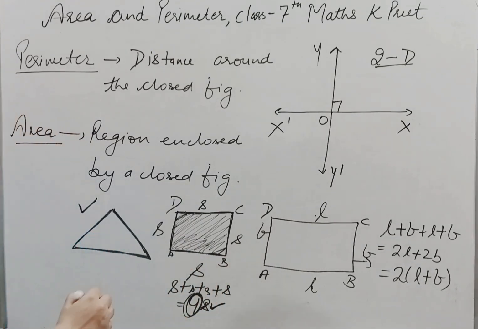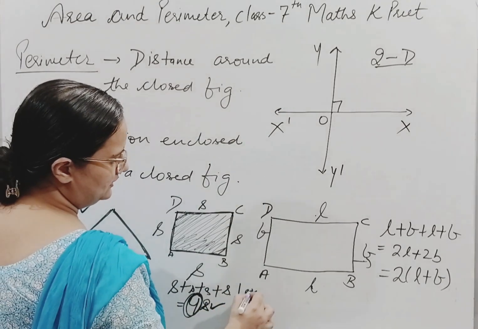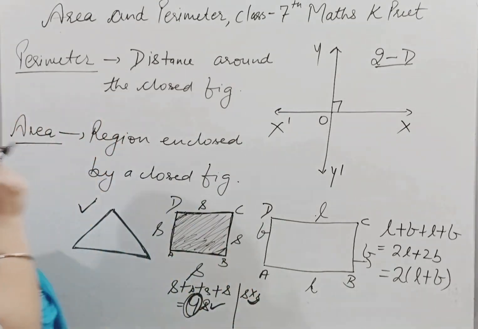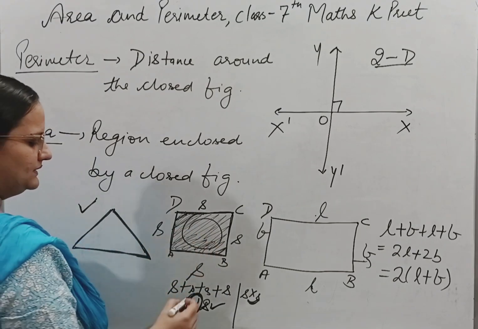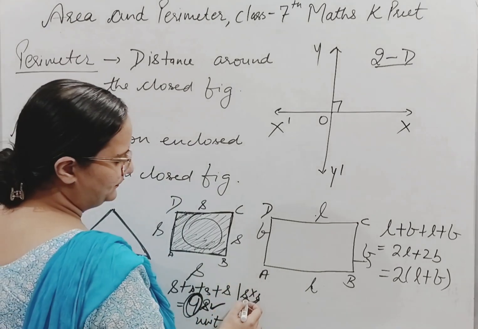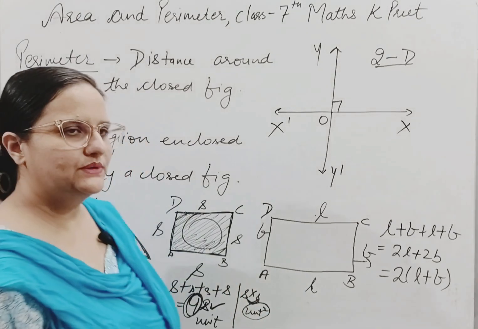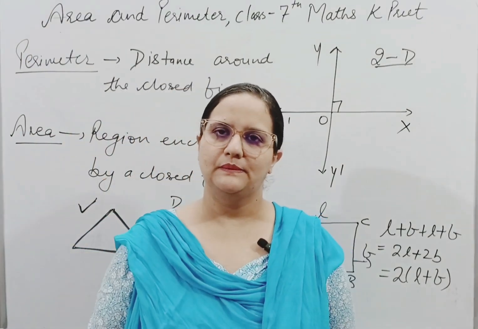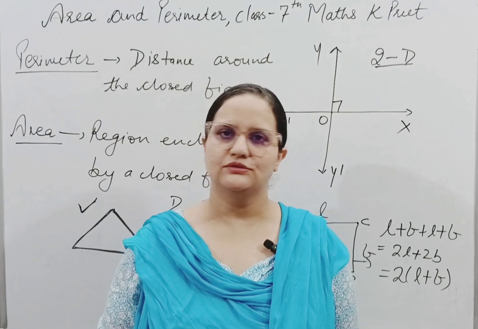So area of this figure is given by S into S, side into side will give me this much area. The unit for a perimeter is the same unit that is in the question, and the unit for the area is unit square. So if the question is in centimeter, the answer of the area will be in centimeter square and the answer for the perimeter will be in centimeters only.